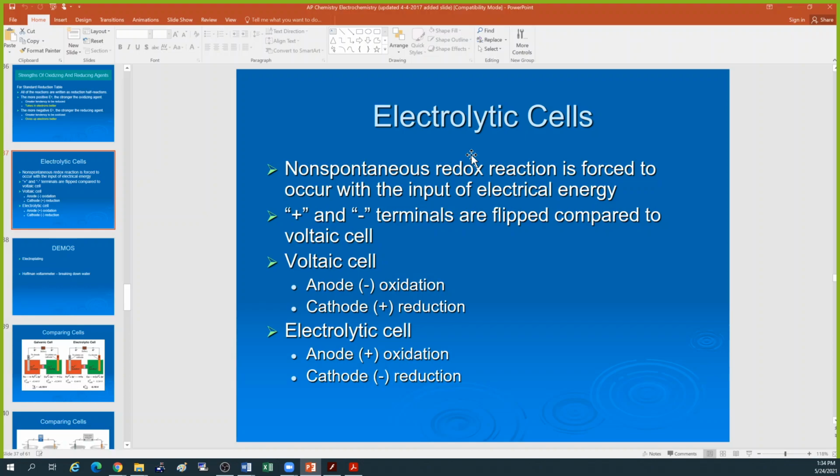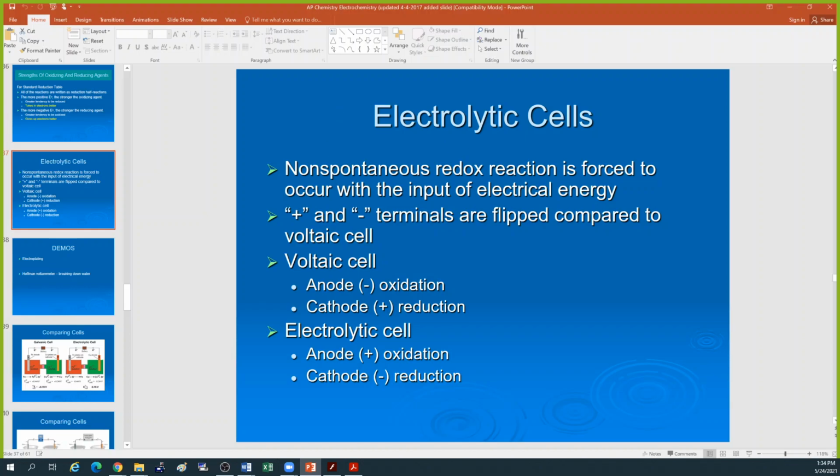This time, we're going to pump electricity into the system and push a chemical reaction to go the opposite way. In other words, we're going to take a non-spontaneous reaction and drive it with electricity instead of taking a spontaneous reaction and extracting electricity. So it basically just pushes the chemistry uphill, if you will.